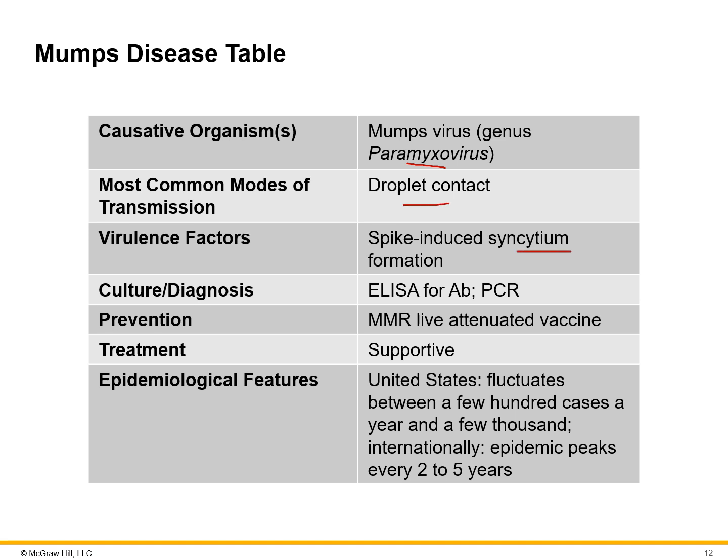Again, that syncytium is the virulence factor that allows it to cause an infection without being seen. But we do have that vaccine, the MMR, which is a live attenuated vaccine. Again, that means that the organisms are hindered, but they are actually able to reproduce. But they've been so weakened that unless somebody is immunocompromised, developing the actual condition is highly unlikely.